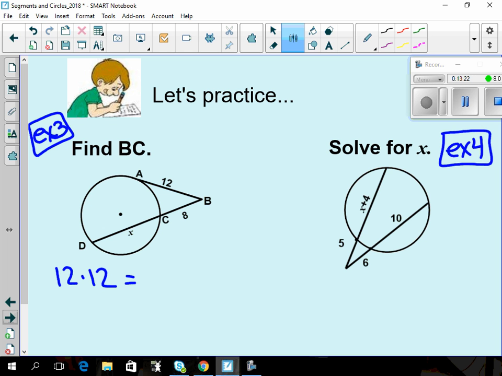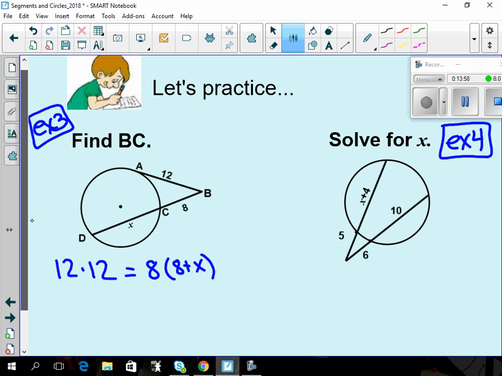Equals, now let's look at the other segment. What's the outside part of the other segment? 8 times, no, the whole. The whole thing is not just x. It's 8 plus x. You're just going to add them together. Are we okay with that? The whole thing is the sum. So 8 plus x. Outside times the whole, outside times the whole.